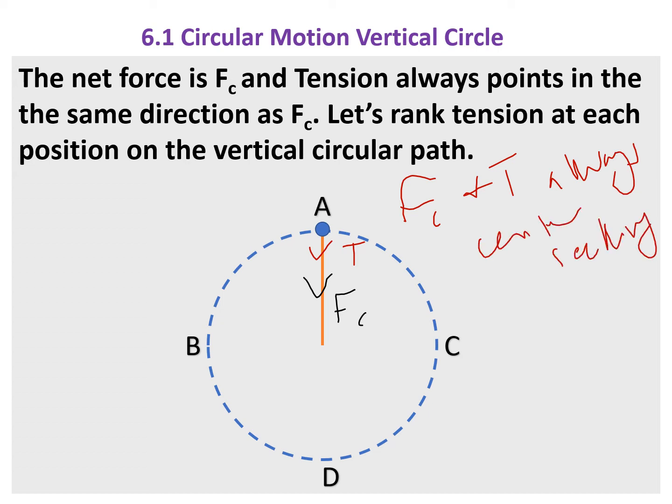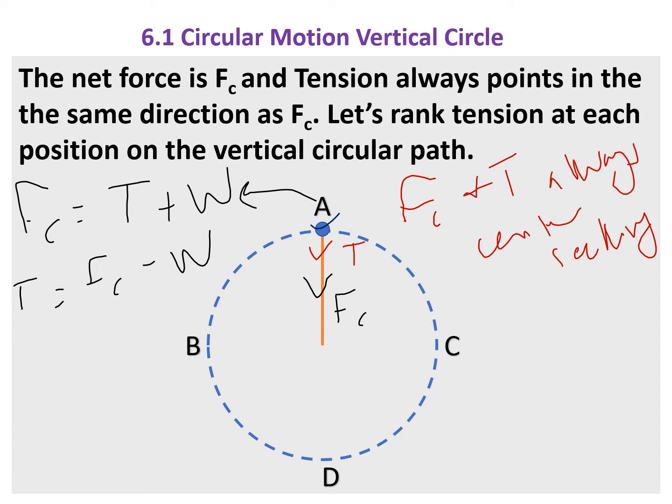Okay, then we have the force of gravity in this position acting on the object going down. I build my net force equation. Everything going in the same direction as net force is positive. F sub C equals tension plus the weight for position A. If I solve for tension, tension equals F sub C minus W.